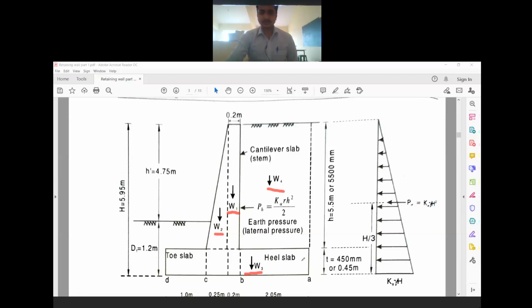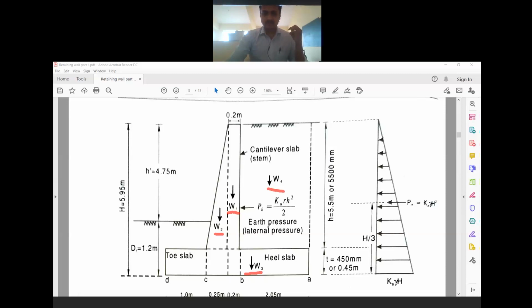That means volume into density will give you the weight of the material. So this portion W1, W2, W3 is of material RCC. The W1, W2, W3 portion will be RCC material. What will the W4 portion be? It will be soil. So we have to use the soil unit weight.